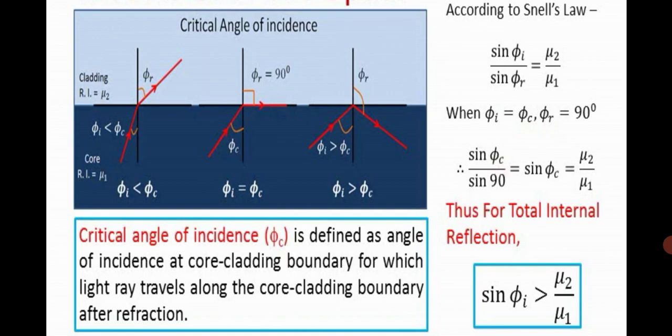Now for the critical angle of incidence, we are going to utilize Snell's law. As we know, Snell's law relates the angle of incidence and angle of refraction: mu1 sine of the angle of incidence is equal to mu2 sine of the angle of refraction. Here the angle of refraction is 90 degrees. So for total internal reflection, sine of the angle of incidence, sine phi i, should be greater than mu2 upon mu1.